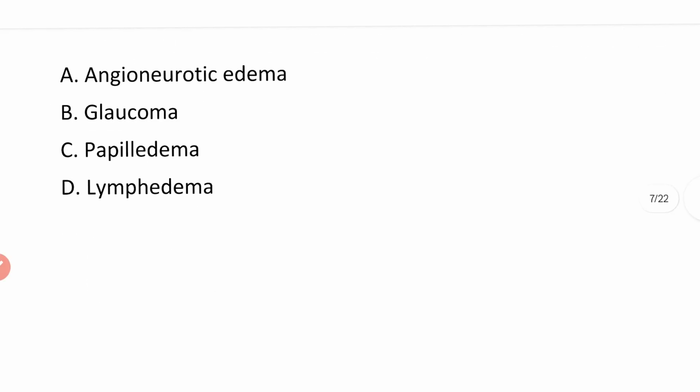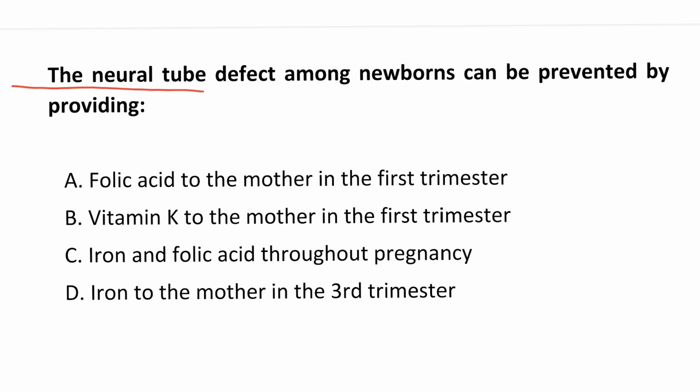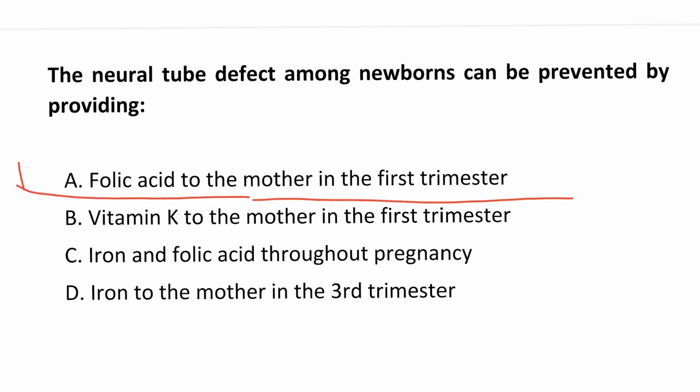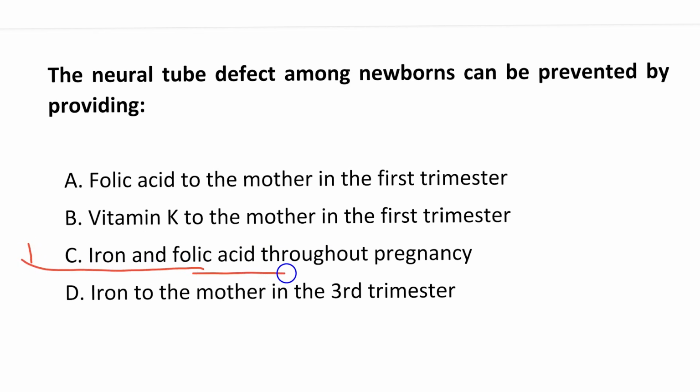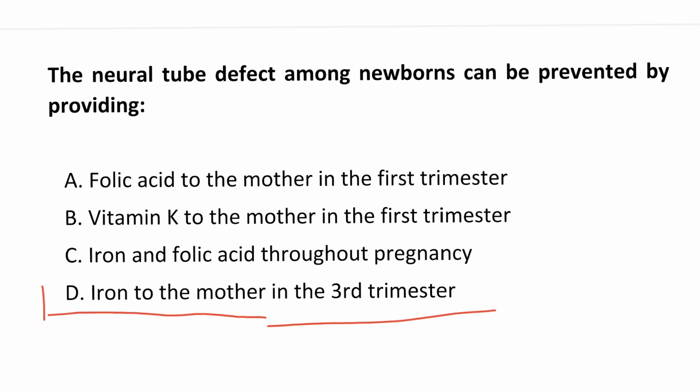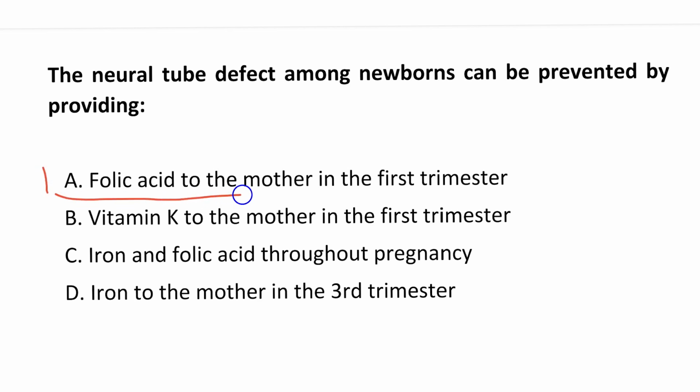The next question is, a neural tube defect among newborns can be prevented by providing option A, folic acid to the mother in the first trimester. Option B, vitamin K to the mother in the first trimester. Option C, iron and folic acid throughout pregnancy. Option D, iron to the mother in third trimester. And the correct answer is option A, folic acid to the mother in the first trimester.